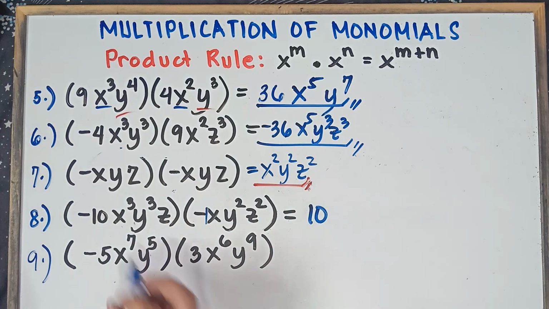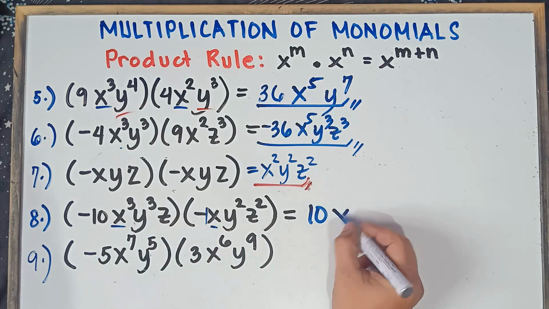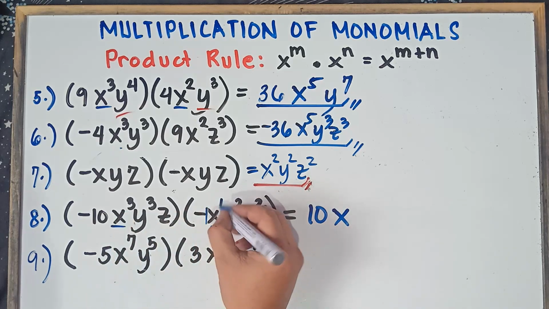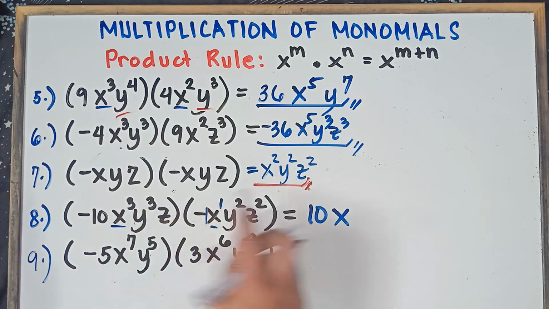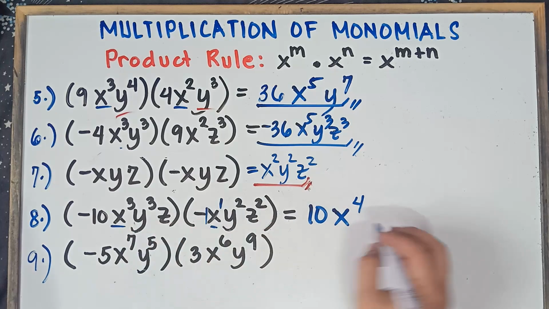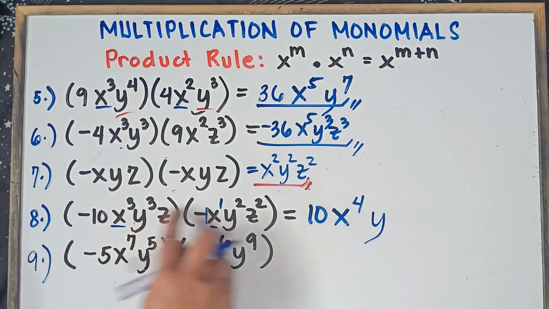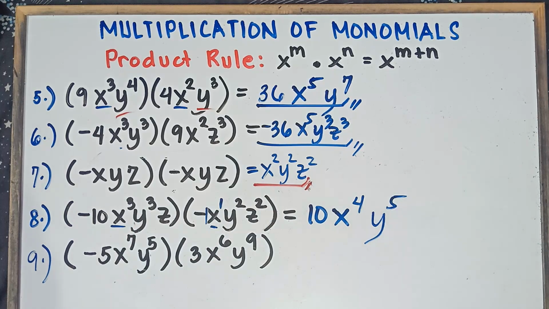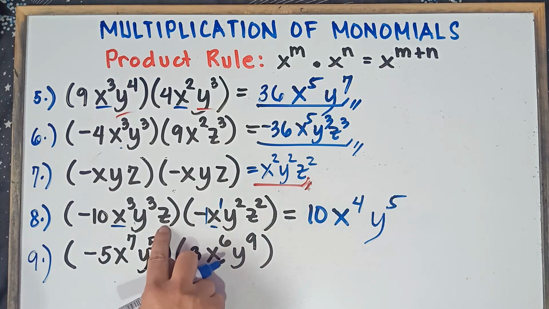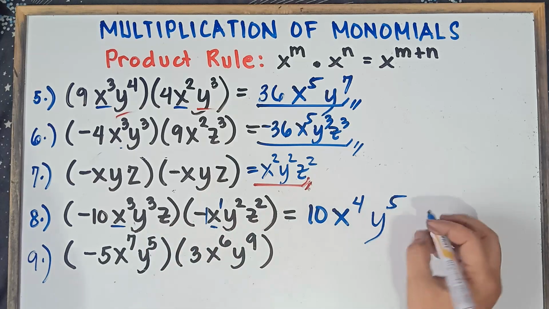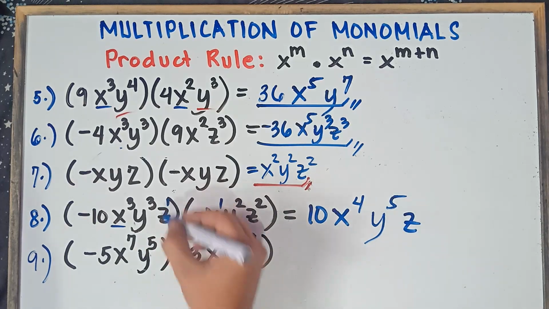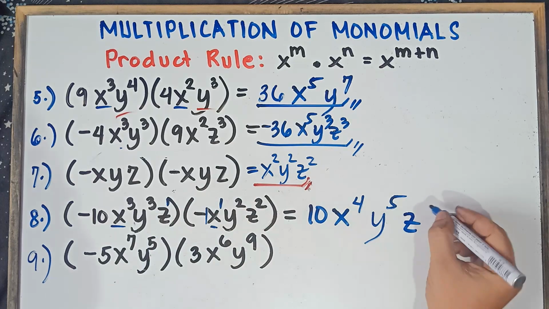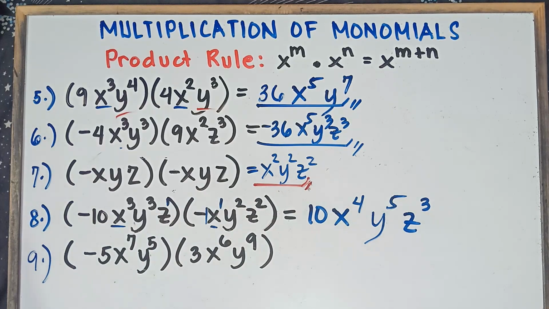Alright, and then same x, copy x, add exponent 3 plus 1. Understood that there's 1 here. 3 plus 1, that would be 4. Alright, same y, so copy y. Add the exponent 3 plus 2, that would be 5. Alright, and then z, same base, copy z. Add the exponent, understood that there's 1 here, 1 plus 2, that would be 3. That's it, class. That's the answer, class, with regards to example number 8.